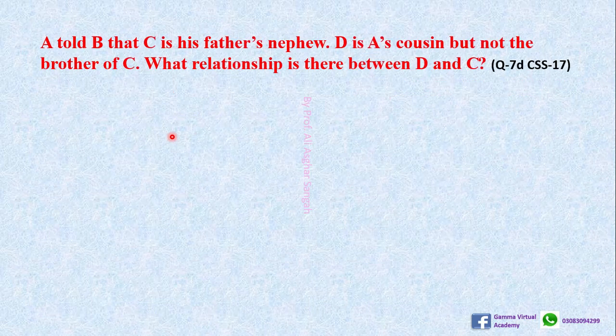Question number 7, D. It says A told B that C is his father's nephew. D is his cousin, but not brother of C. What relation is there between D and C? It's question number 7, D.